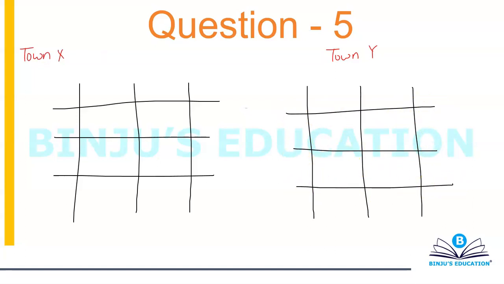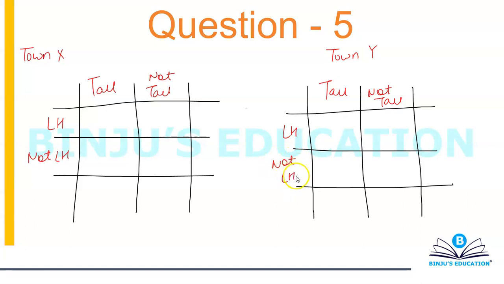And the quantities, as we have already discussed, are: tall, not tall, left-handed, which I'm going to write as LH, and not left-handed. For town Y, again it's tall, not tall, left-handed, and not left-handed. Alright, so my matrices are ready.